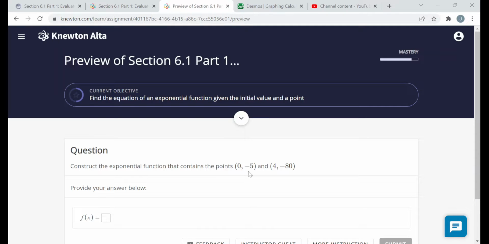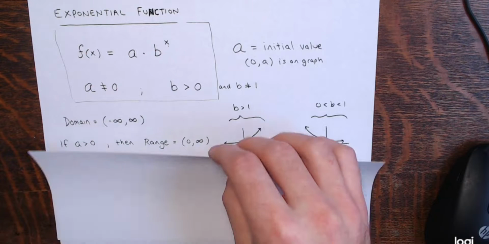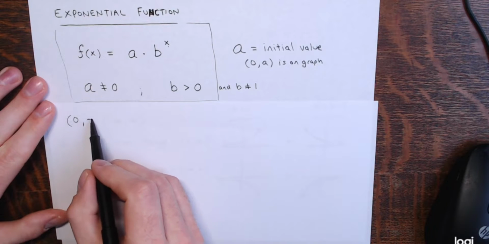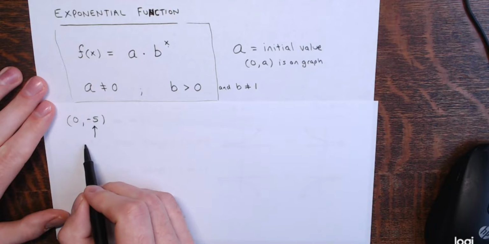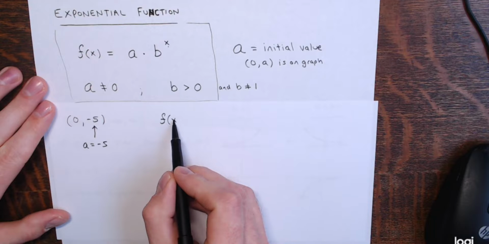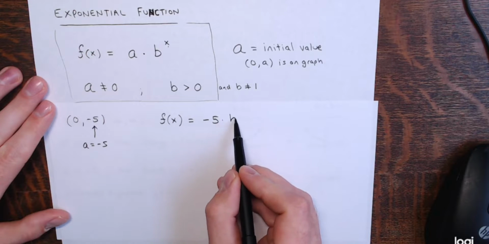So there's the y-intercept, right? X is 0, so that -5 is the initial value. It's the value of A. And 4, -80, and we'll use this 4, -80 to find the value of B, to find that base. So again, we know what they look like, and the point 0, -5 is on this, so there's the value of A. Right? A equals -5. We know now the function looks like this. F of x equals -5 times b to the x power.